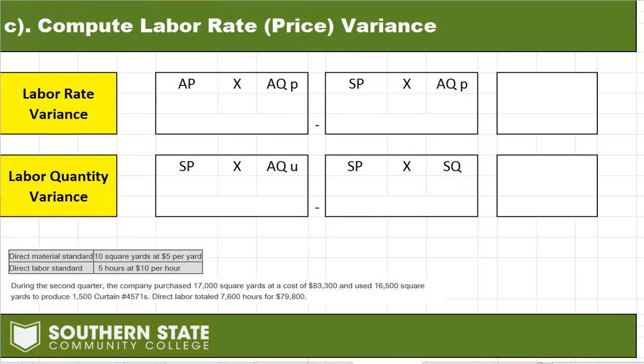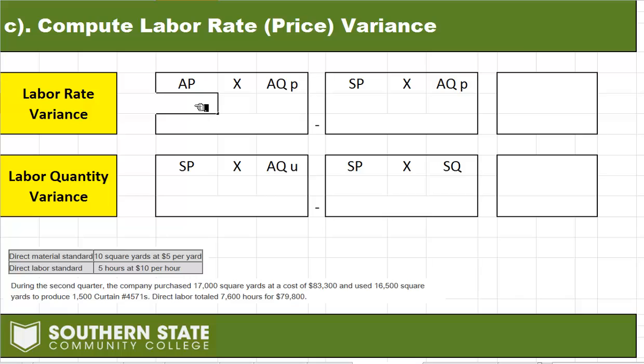So here's labor variance. The calculations are basically the exact same. The terminology is a little bit different. Instead of a price variance, we just say a rate variance for labor. Same idea: labor rate, or labor price variance, and then labor quantity variance. The formulas are pretty much the exact same. So let's go ahead and tackle this one. We're looking for an AP, an actual price of labor. The problem tells us direct labor in reality totaled 79,800 for 7,600 hours.